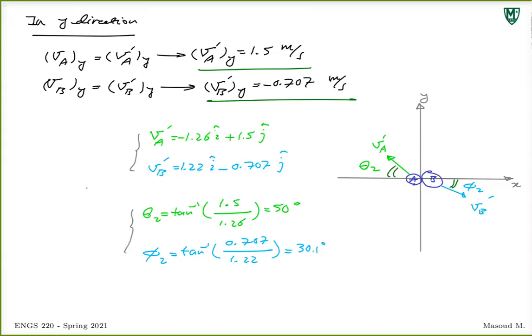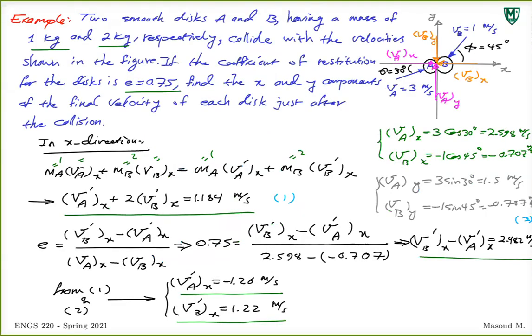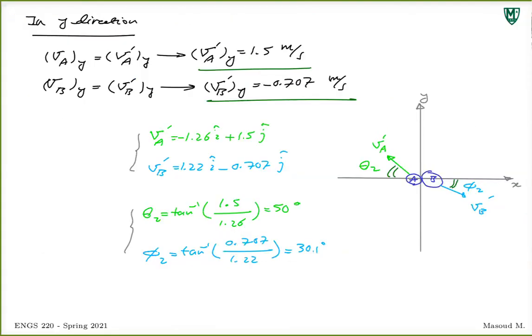All right. So now you exactly know the velocities. This is not what we were asked to find. We were just asked to find the X and Y components. But knowing the X and Y components, you can also find the angles and the magnitude of velocities. I won't do that. All right. So knowing the information before the impact, we could find the velocities after the impact.